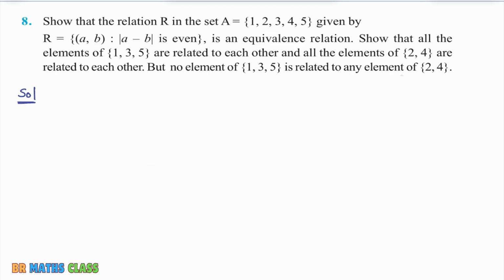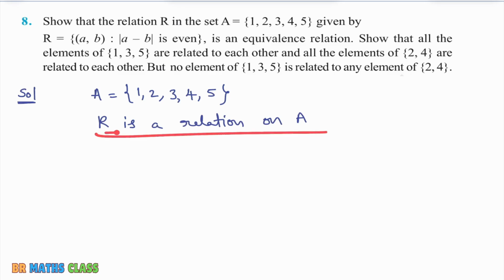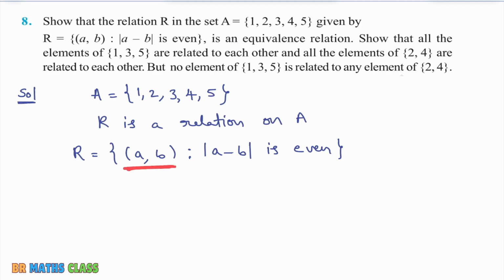First thing, this relation is on which set? You see here, they have given that there is a relation on set A. They have given this is set A. Second point is they have given R is a relation on set A. And how is the relation defined? The relation is defined like this. R contains ordered pairs (a, b) such that modulus of a minus b is even. You need to know which ordered pairs are there in this relation. As R is a relation on set A, a must belong to set A, b also belongs to set A. Both are from set A and satisfy this condition: modulus of a minus b is even.